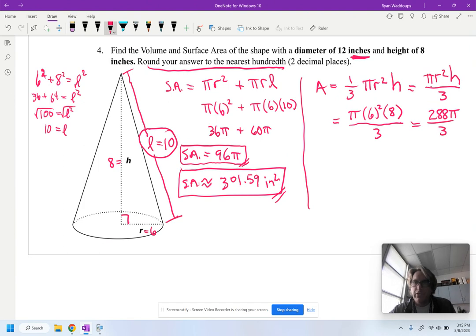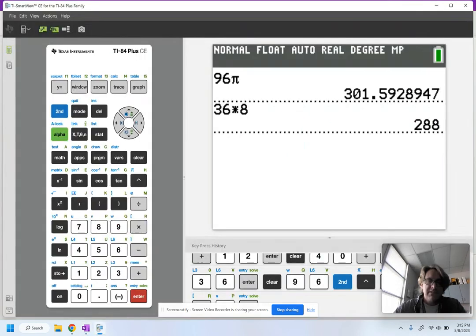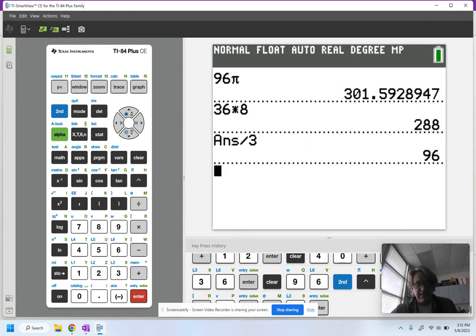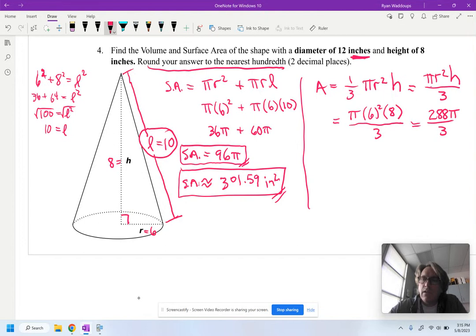And I think 288, I can divide that by 3. Let's see. 3 goes in 96 times. So this is 96 pi. And that is the area in exact terms. Notice that this time the surface area and, sorry, I called this the area. It's not the area, it's the volume. Excuse me. The volume. So notice that here the surface area and the volume are the same.